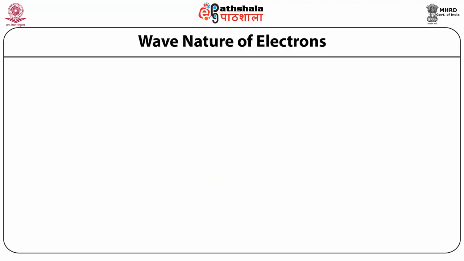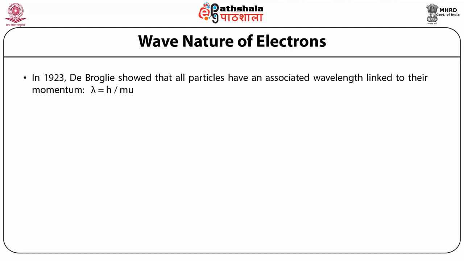We know that electron is a particle. So the wave nature is required for development of electron microscope. In 1923, de Broglie showed that every particle has a wave associated with it.